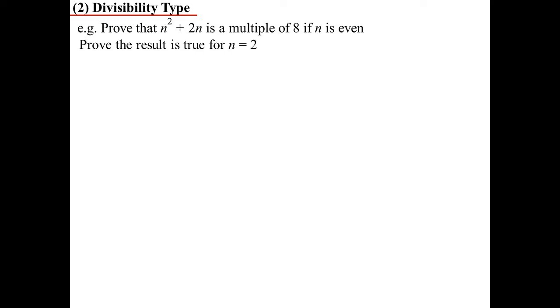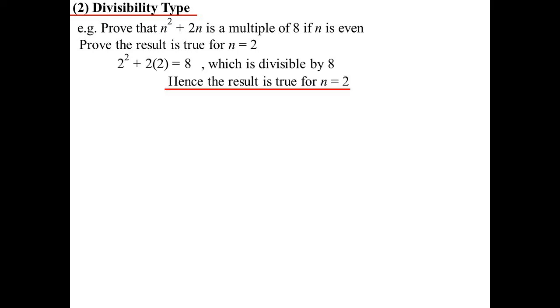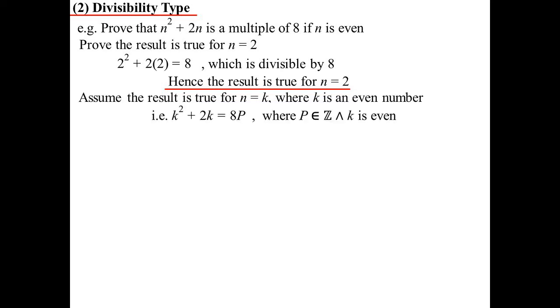First even number is 2. So let's sub it in and we get 8. And last time I checked, 8 is a multiple of 8. So yep, works for n equals 2. Now my assumption, true for n equals k, but k is going to be an even number. So in other words, k squared plus 2k is 8p, where p will be some integer, but the other thing we know is k is even.